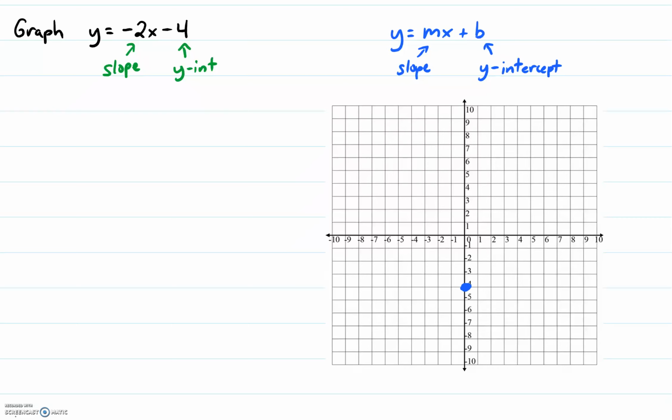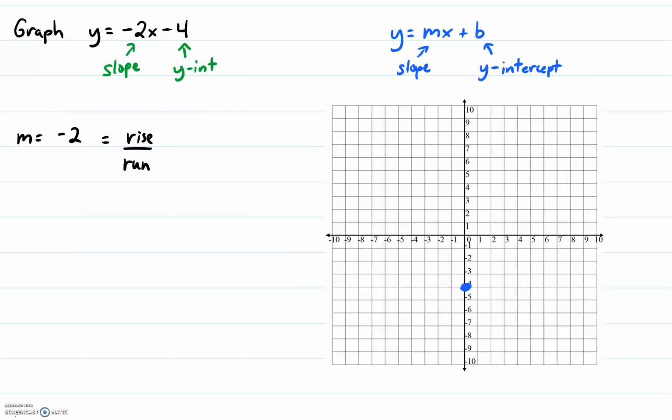Now it takes at least 2 points, or it takes 2 points to define a line, so we need to put at least 2 points on here. And what we're going to do now is use the slope to figure out where the second point is. So remember, our slope is the same thing as our rise over run. So our slope in this case, our m, is equal to negative 2. And somehow we need to write that in terms of rise over run. So we want to introduce a fraction.